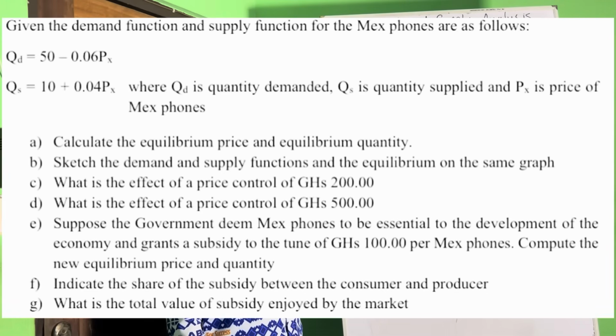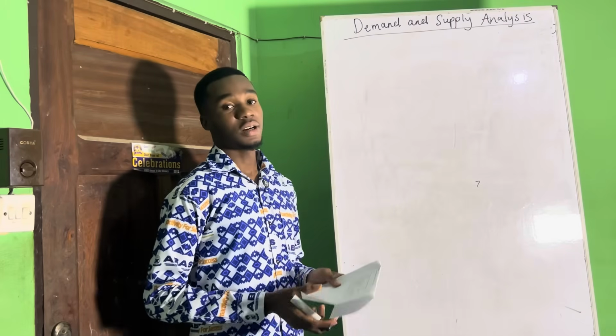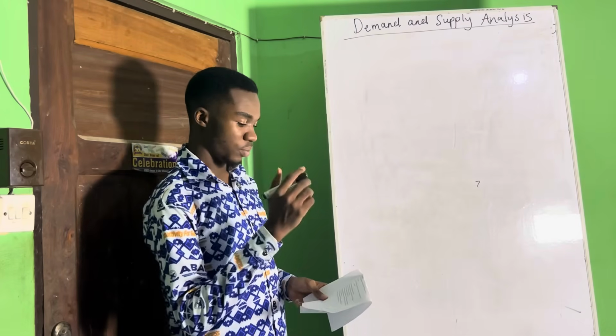D. What is the effect of a price control of 500 cedis? E. Suppose the government deem MEX phones to be essential to the development of the economy and grants a subsidy to the tune of 100 cedis per MEX phone. Compute the new equilibrium price and quantity. F. Indicate the share of the subsidy between the consumer and producer. Then G. What's the total value of subsidy enjoyed by the market? All right, so usually this is how the questions come, you get it. So we are going to break it down.